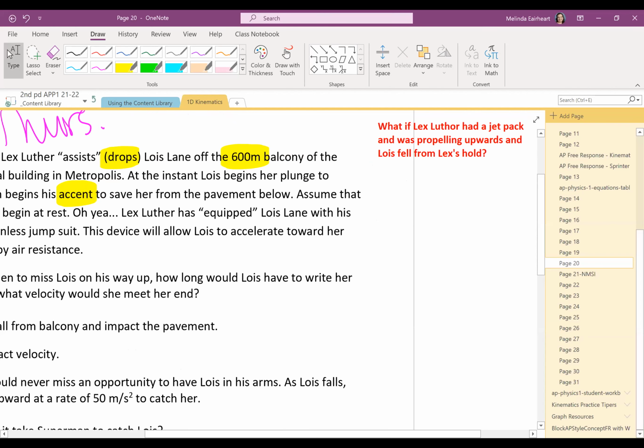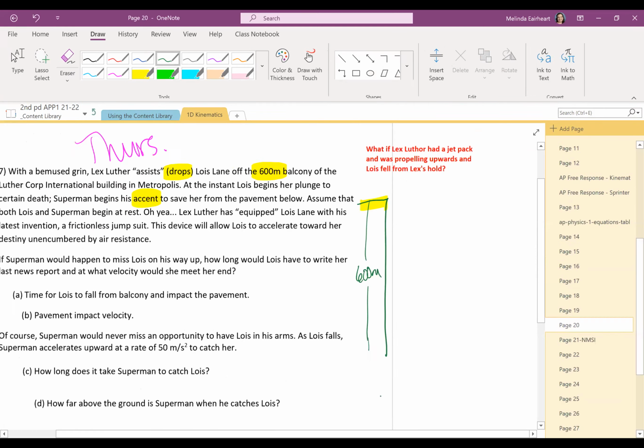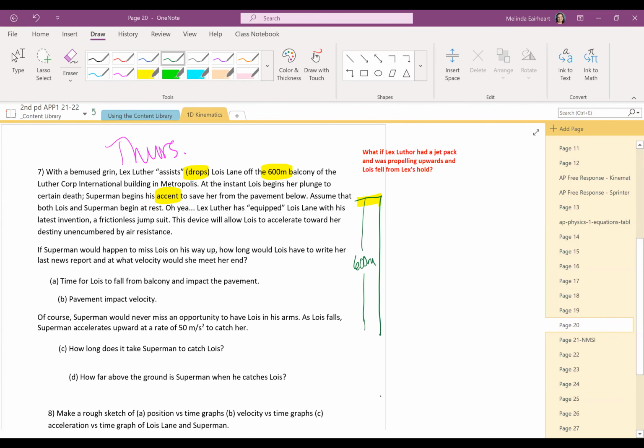And so drawing a little picture. Here's our building. We know it's 600 meters. Now that's a height. If you want to get position technical, then the top would be y equals 600 meters. And the ground would be your 0 meter mark, right? That's tradition. Could you say the building is 0 meters and the ground is 600 meters away? If you felt like it, sure.